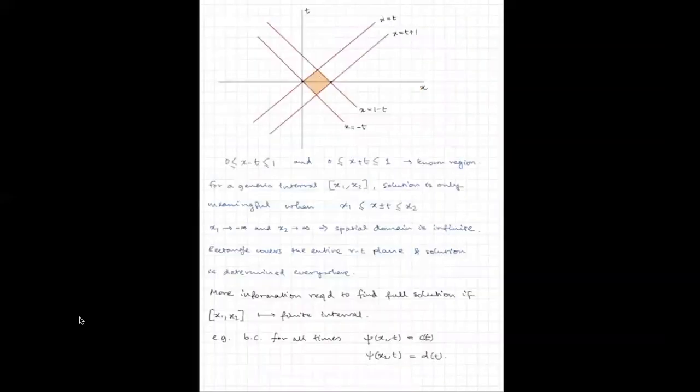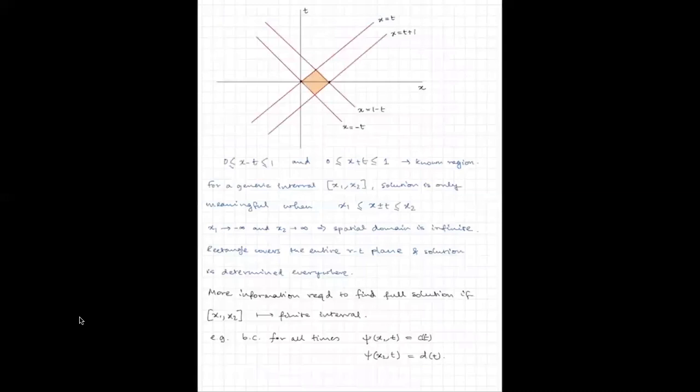So what we saw is that we know this in this regime where x minus t goes from 0 to 1, and x plus t goes from 0 to 1 as well. So that in this particular regime, this was known. That amounted to looking at this shaded region that we have out here. So our solution was valid only in this place.